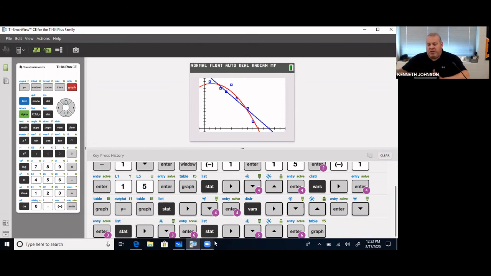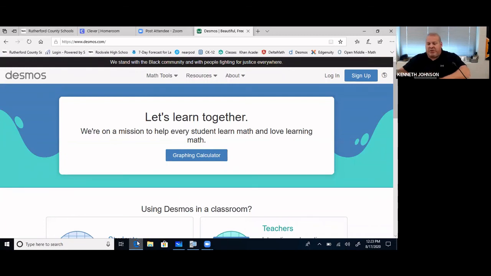Now, let's go ahead and switch over to Desmos. If you don't have a calculator at home, you can use Desmos. Desmos is a fantastic graphing calculator. It's going to do the same thing. Just a couple things that are a little quirky with regression, why I want to go through it.